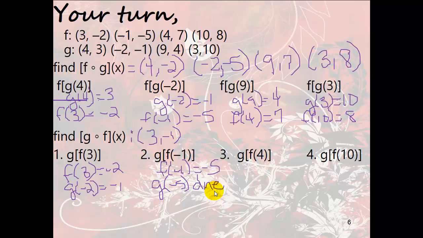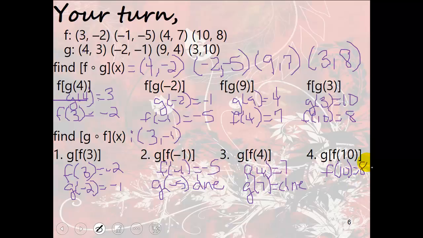Now I'm going to check the next input for F, which is 4. F of 4 is equal to 7. G of 7, well, here's a 4, a negative 2, a 9, a 3. Doesn't exist. F of 10 for number 4 is equal to 8. G of 8: 4, negative 2, 9, 3. There is no G of 8. Does not exist. So the only ordered pair for this g of f function is 3, negative 1.